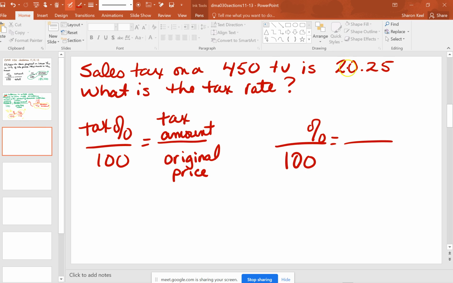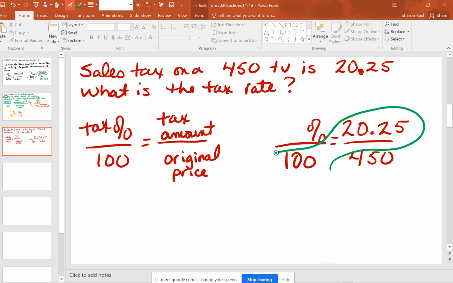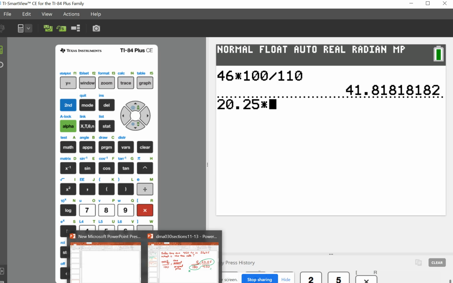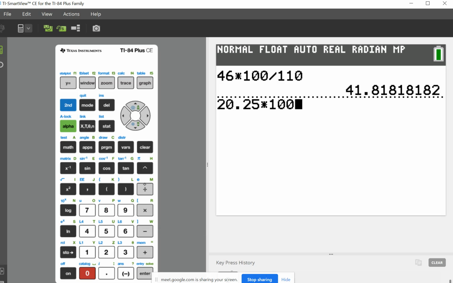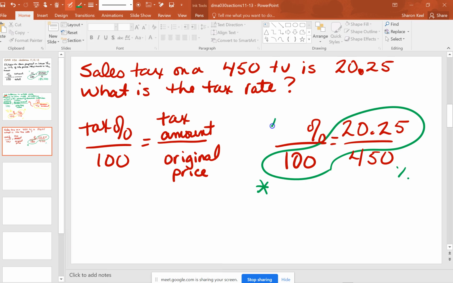find the percent. The $20.25 is what the sales tax would be, so that's 20.25 here. The original price of the TV is $450. So as we do this calculation, we're going to multiply these two and divide by 450. So let's do that. 20.25 times 100 divided by the 450. That's going to give us 4.5. So our tax rate here is a 4.5% tax rate.